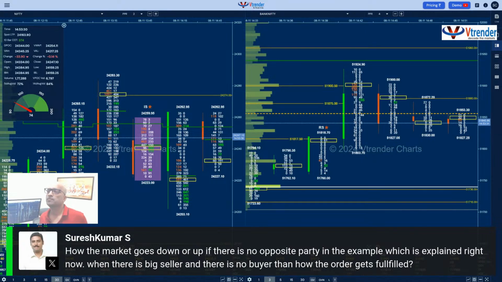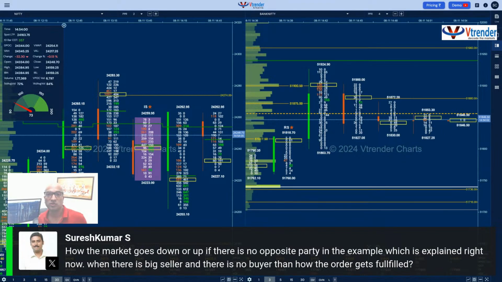How does the market go down or up if there is no opposite party in this example, which was explained right now? When there is a big seller and no buyer, how does the order get fulfilled? All right, it's a good question, Suresh. What we are looking at in the market is just a small section of the market. This does not describe the full ecosystem of the market, right? You are looking at a Bank Nifty chart, but the world of derivative trading is a function of what happens in the cash market, is a function of what happens in the options market, is a function of what happens in the futures market, and when all of them come together, they form the market ecosystem.